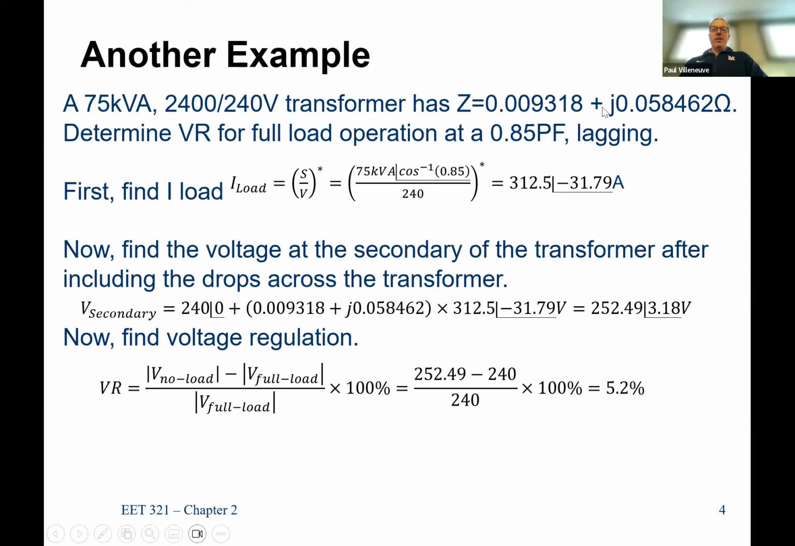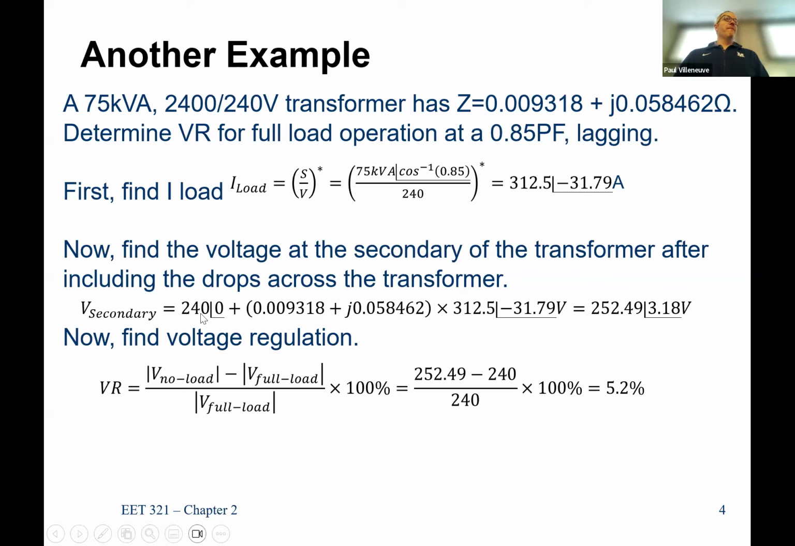This time we're going to have a real part and an imaginary part, so we have an R equivalent and an X equivalent. This is where the change is: we want to determine voltage regulation when we operate at full load, driving this transformer at 75 kVA, and now with a 0.85 lagging power factor. So we have to find the load, 312.5 at an angle of minus 31.7. Now we're going to add that voltage drop to the secondary side, because this voltage is at 240 volts.